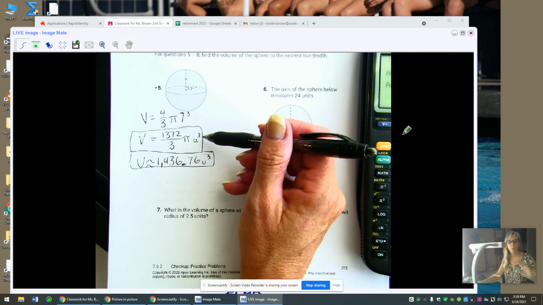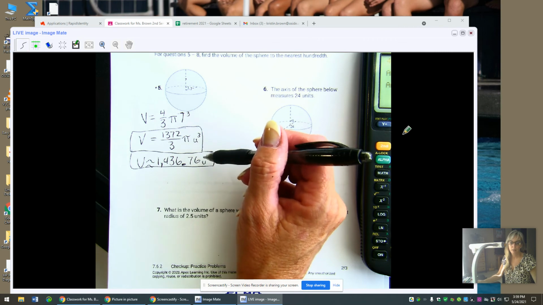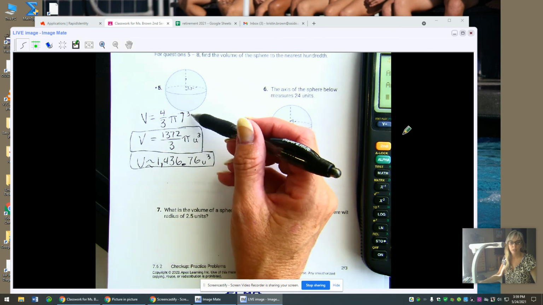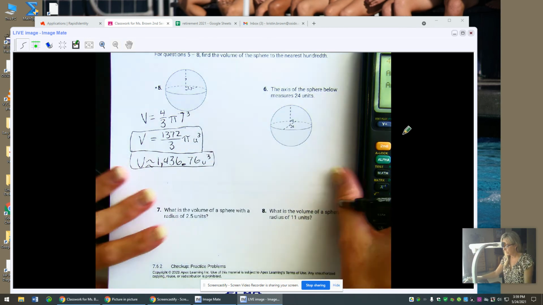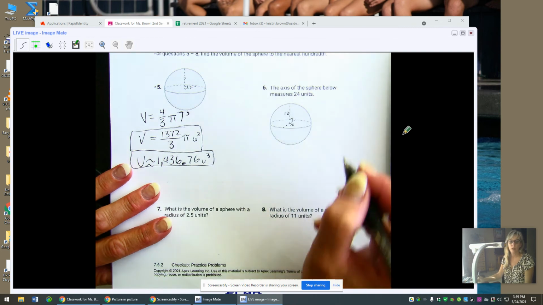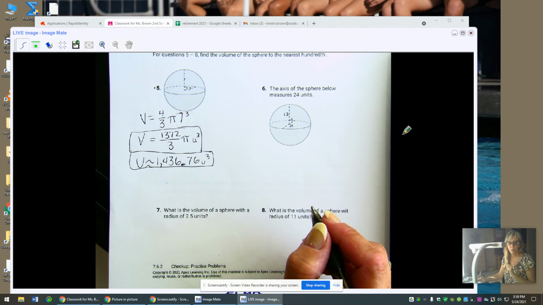I guarantee one of the multiple choice answers, if they give estimates, will have what you get when you calculate it all correctly, except hitting squared instead of cubed to try and trick us. And again, it's all the same thing. Here you want the radius, it's 12. Yeah, you want the radius, not 24.